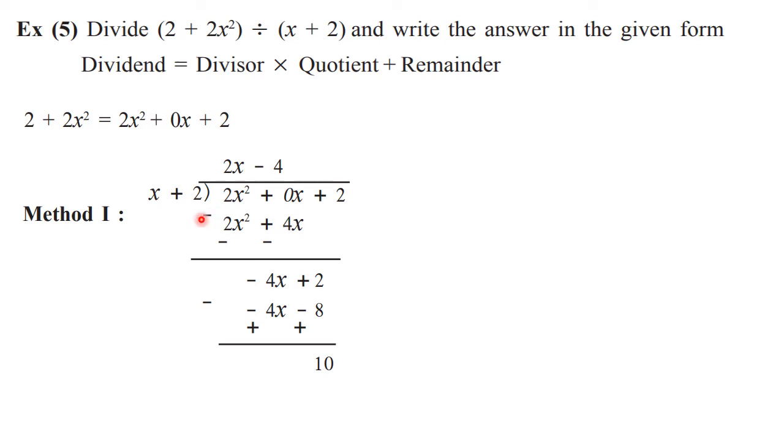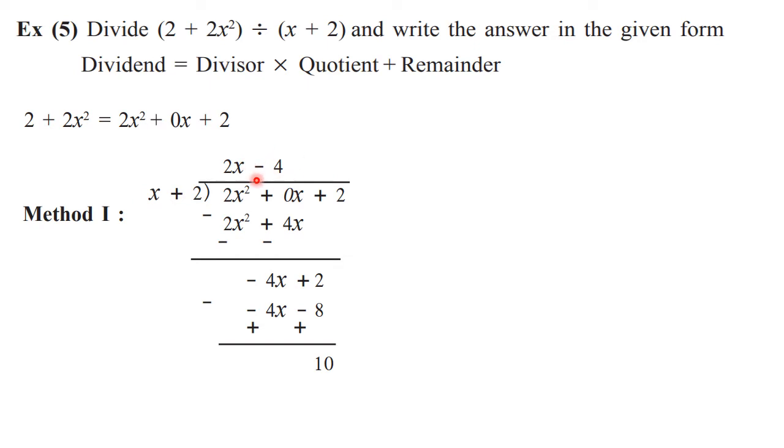Then we are going to subtract it, so change the signs. So 2x square minus 2x square got cancelled. And here this 0x minus 4x, you are going to get minus 4x. Then take this plus 2 down. Now again this minus 4x you have to divide by 4. So you got minus 4, that is second term of the quotient.